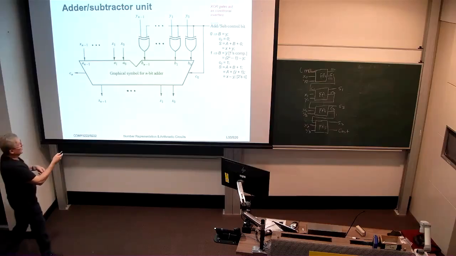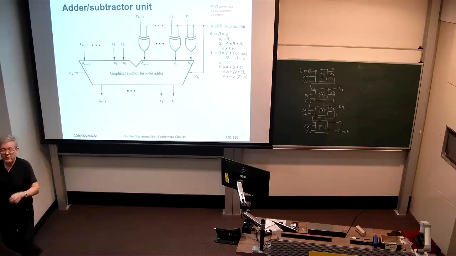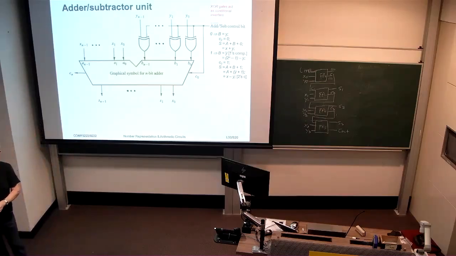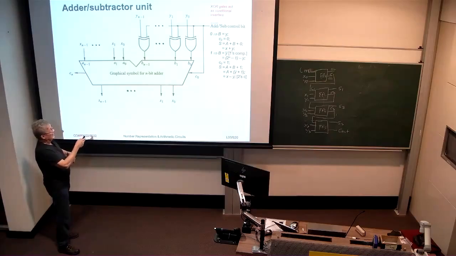So to form the 2's complement of y, we form the 1's complement, which is just flip every bit, and add a 1 to it. And the way we do that is we use an exclusive OR gate as a conditional inverter.